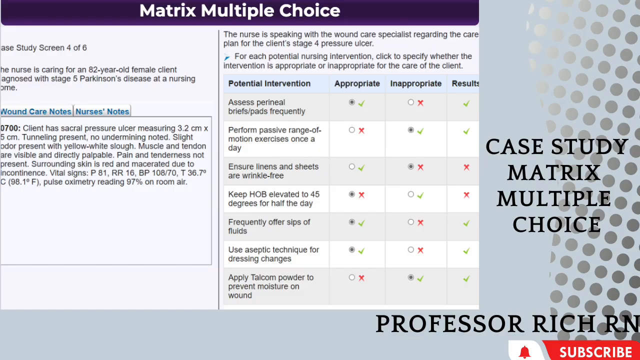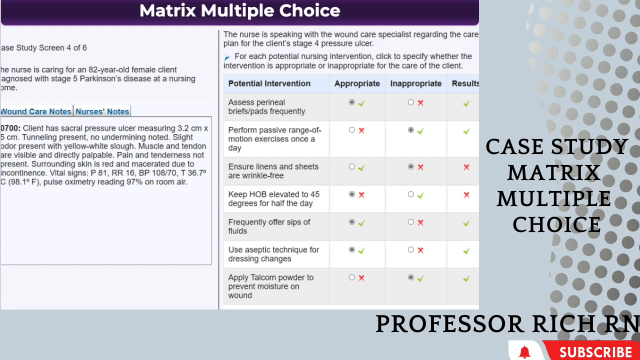Okay, our next one I want to show could be a case study, and it could be a follow-up to the first one I showed you, but this is going to be a different case study. But this specific item type is called a case study matrix multiple choice. So here, again, you're given information on that left-hand side. You're a nurse caring for an 82-year-old female client diagnosed with stage 5 Parkinson's disease at a nursing home. You have nurse's notes. You also have wound care notes.